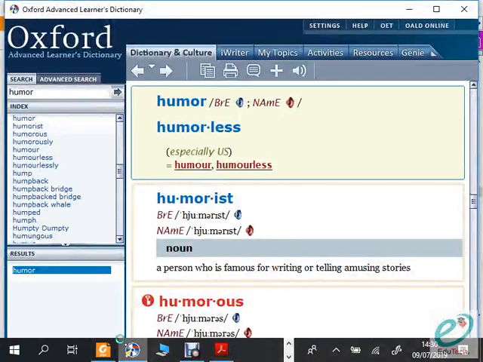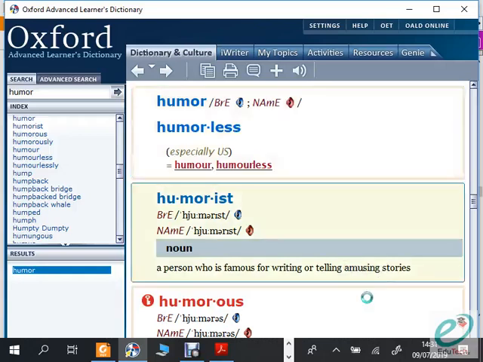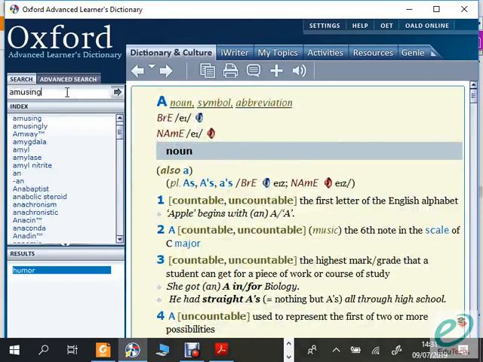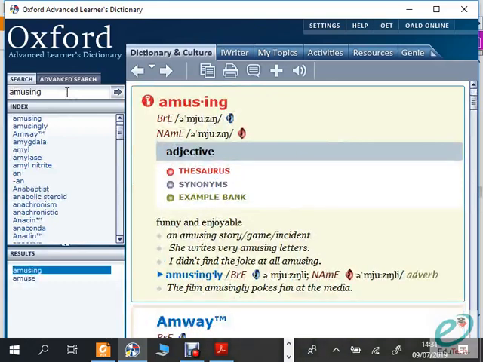Now, this one, you say a person who is famous for writing or telling. What is this one? Interesting. We go again and see. Funny and enjoyable.